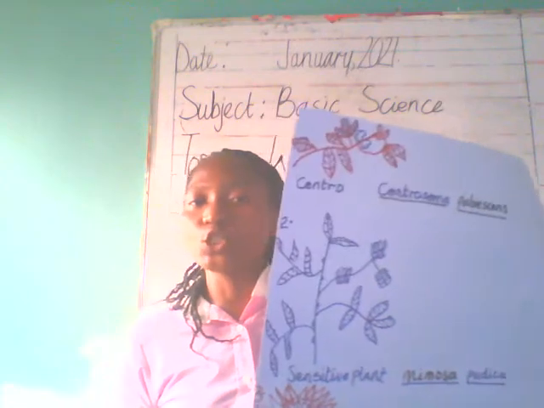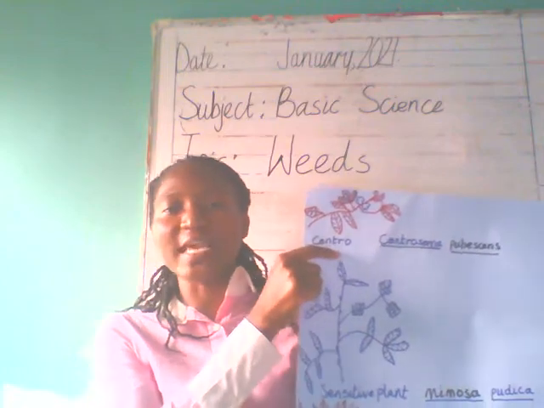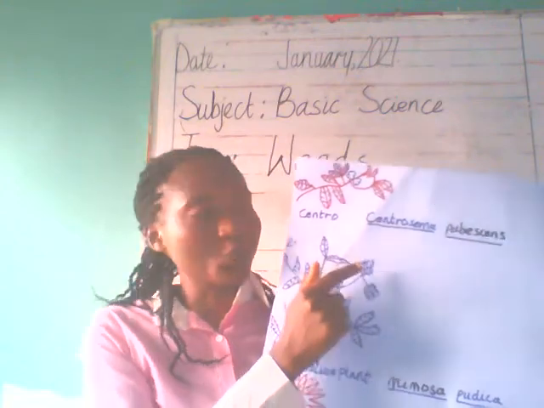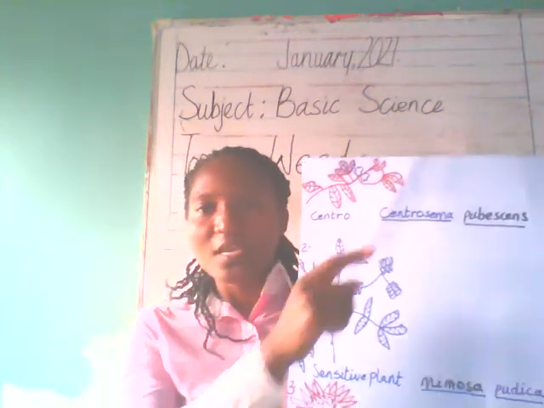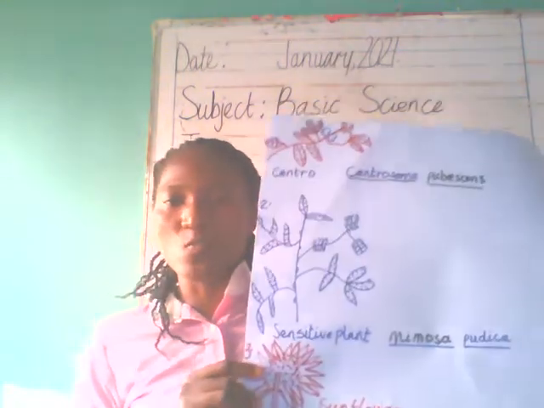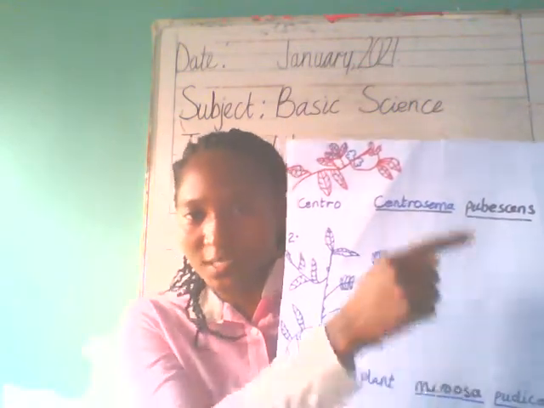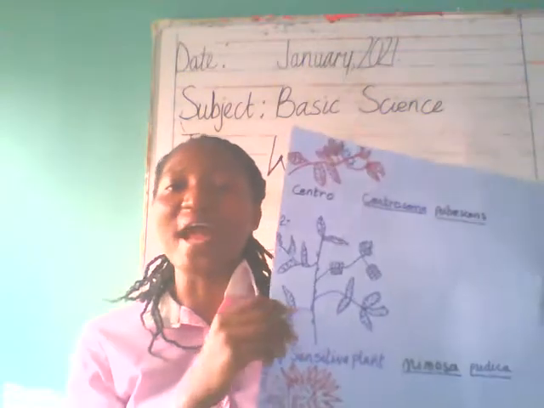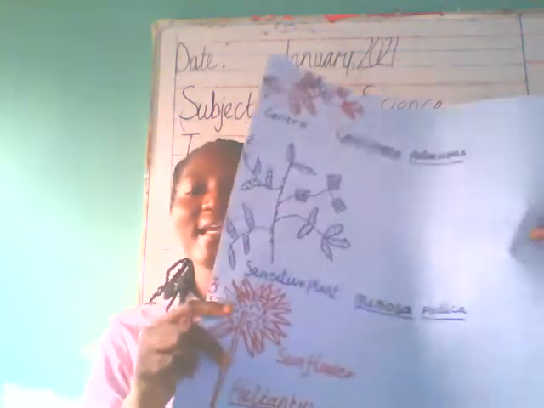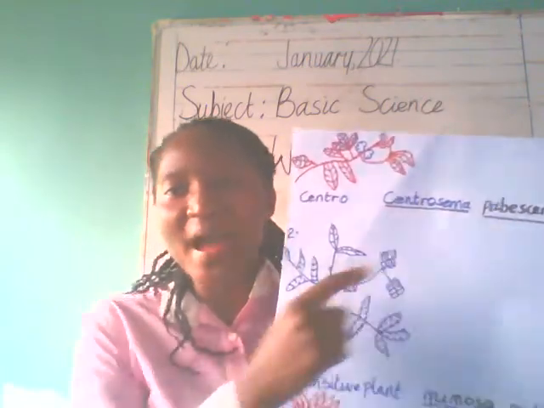Number 1 is centrosema. What is the scientific name? The scientific name is Centrosema pubescens. Now, looking at it, what can you see? You can see that it is underlined. When you want to write the scientific names of plants, you underline them and you separate them, like I did in mine.